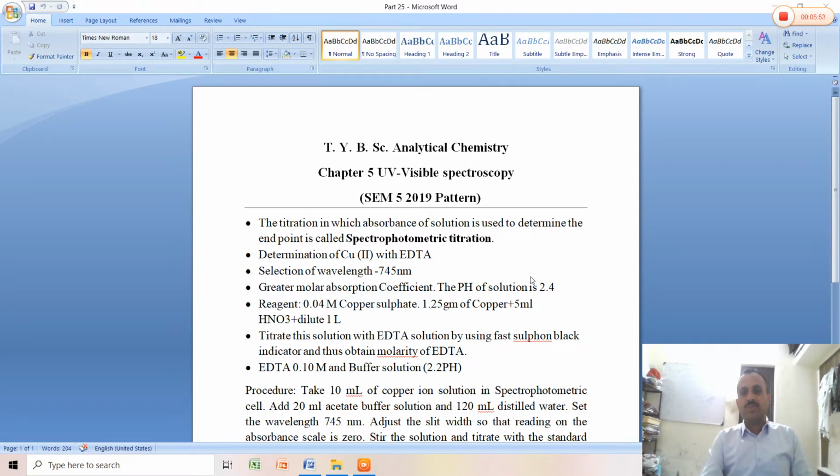The pH of the solution is 2.4. Now, what reagents are added for that purpose? The molecular weight of copper 2 sulfate pentahydrate is 249.08. With the help of that molecular weight, we prepare a 0.04 molar copper sulfate solution.